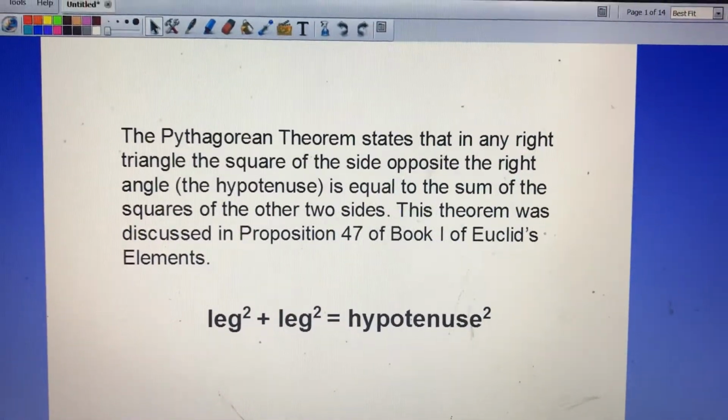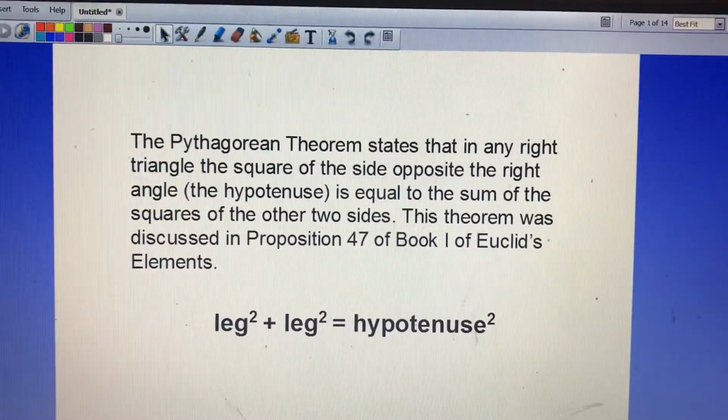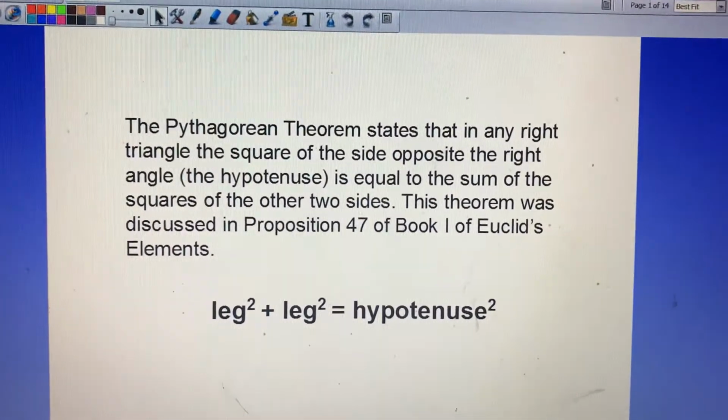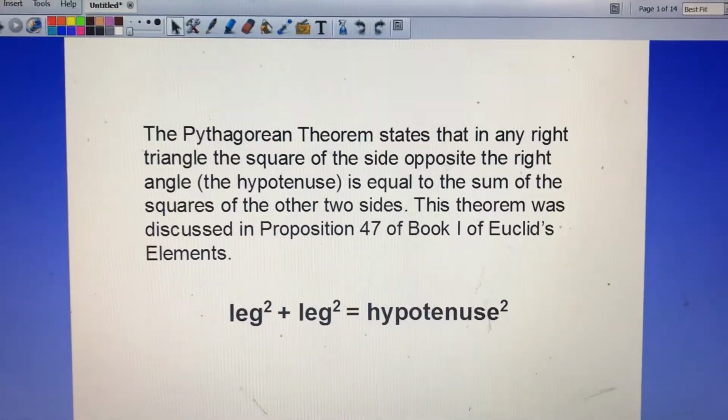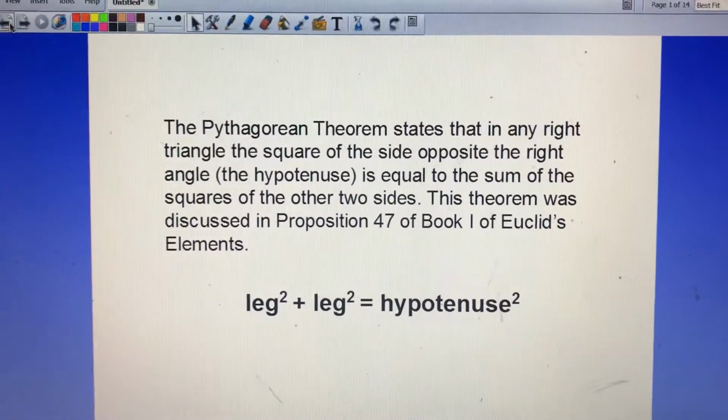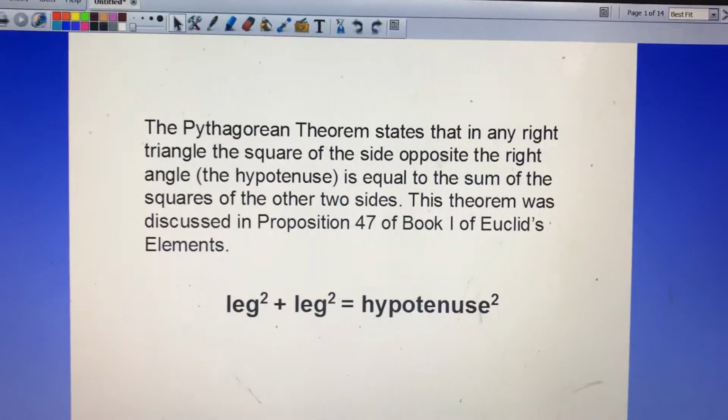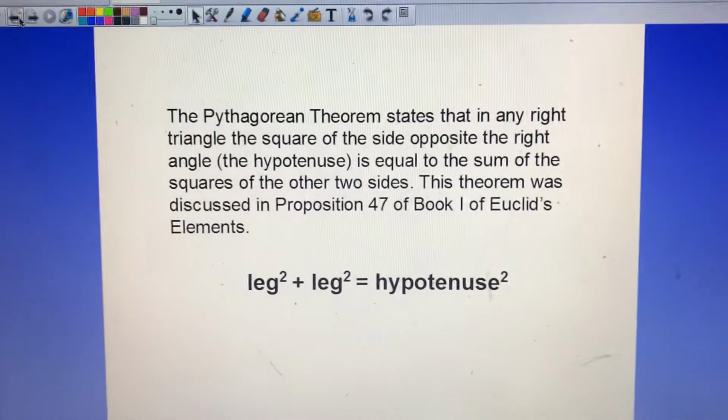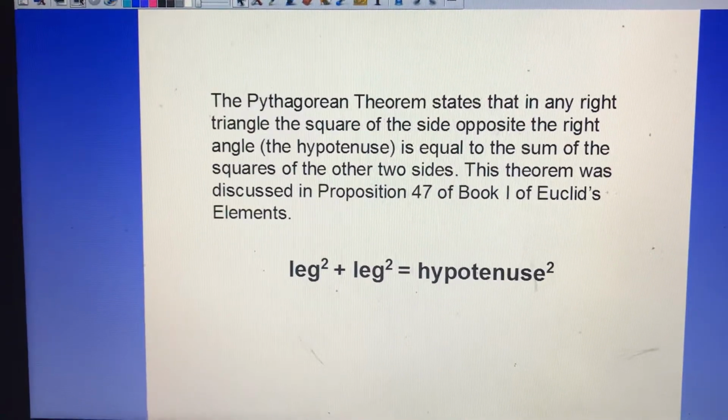I chose to do the Pythagorean theorem because I'm very interested in it and I love to teach it. It basically says that you have to have a right triangle, and in layman's terms, leg squared plus leg squared equals the hypotenuse squared.